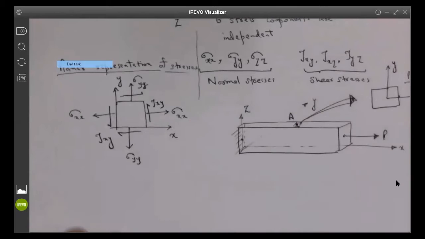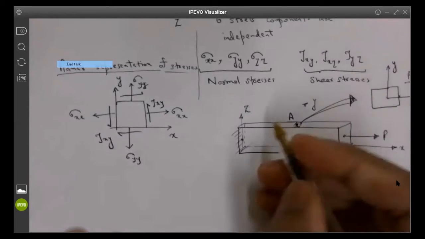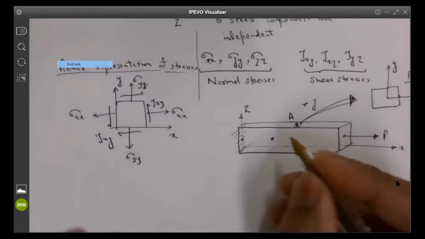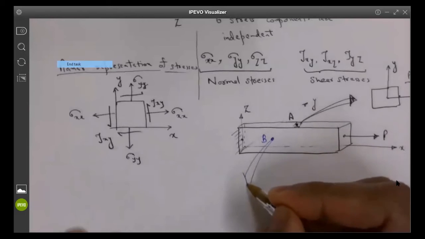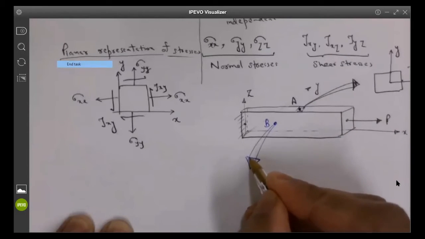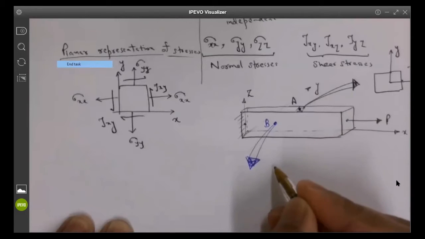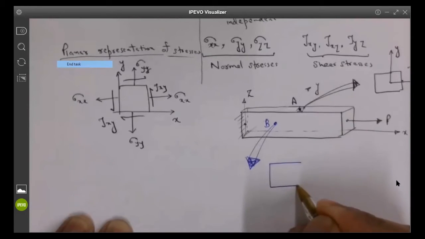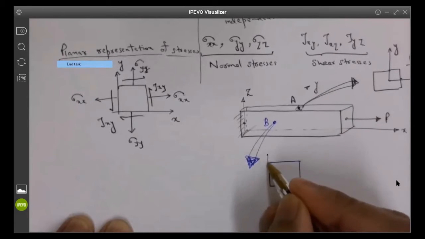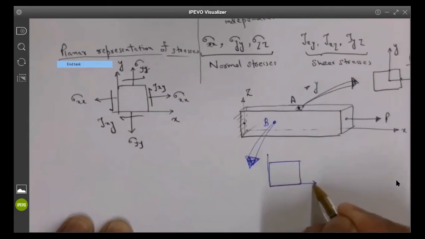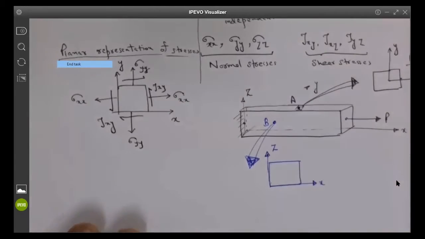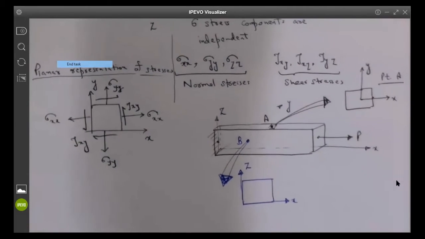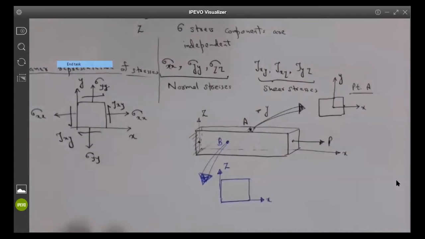Similarly, for point B, which is lying on this side surface, I zoom in, and the stress will again be represented by a planar form where this axis will be X and this will be Z. Is everybody following it so far? Yeah.